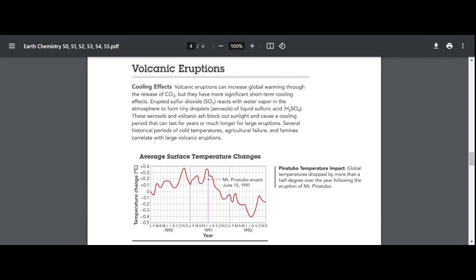So again, over here, you have the average surface temperature changes shown in this graph, with the y-axis being the temperature change in degrees Celsius and the x-axis representing the years. In 1991, Mount Pinatubo erupts, and that's what's shown over here. Global temperatures dropped by more than half a degree over the year following the eruption of Mount Pinatubo.